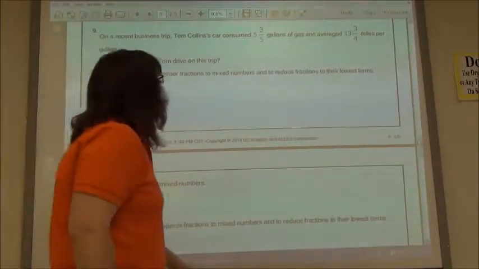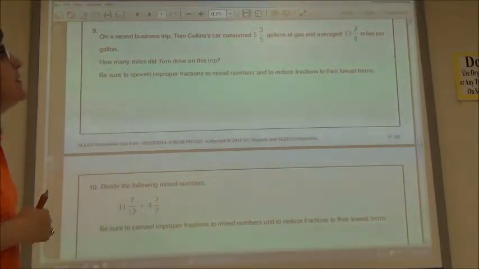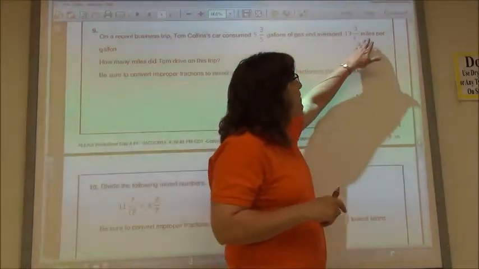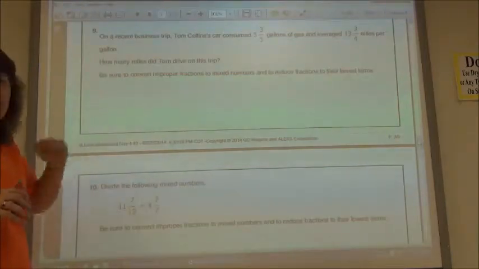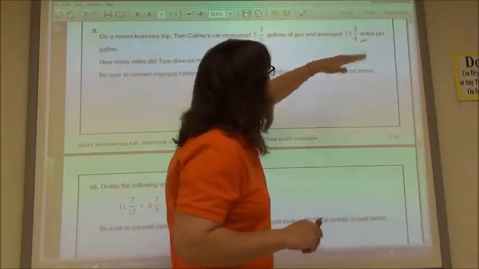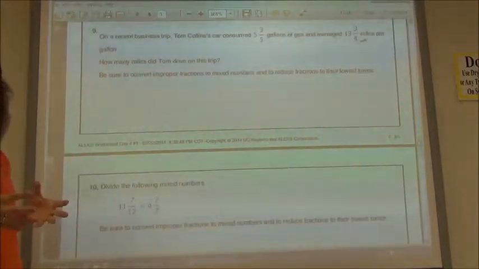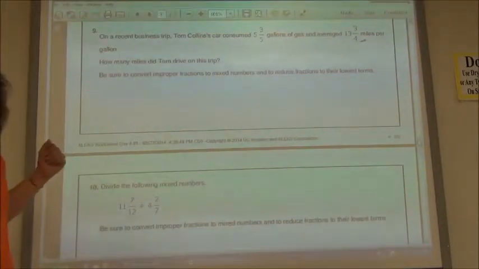Alright, problem number 9 here. Tom Collins' car consumed 5 3/5 gallons of gas and averaged 13 3/4 miles per gallon. How many miles did Tom drive on this trip? So if we think about it, if I average 13 3/4 miles per gallon and I use 5 3/5 gallons of gas, I have to multiply my miles per gallon times the number of gallons that I used, right? If I got 5 miles per gallon and I use 5 gallons of gas, 5 times 5, I went 25 miles.